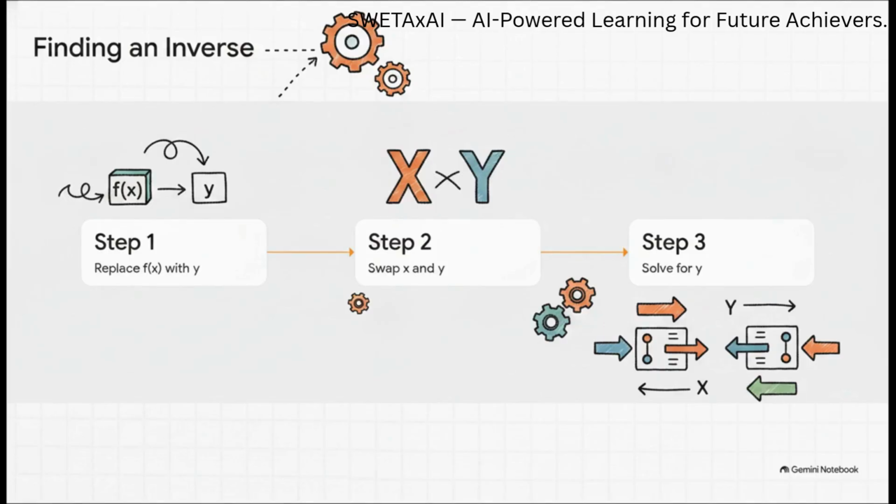Step 3, solve for your new y. We subtract 3 from both sides, getting x minus 3 equals 2y. Then we divide by 2. We end up with y equals x minus 3 all divided by 2. And boom, that new equation is your inverse function. You just logically untangled the rule and successfully built a machine that runs entirely backward.